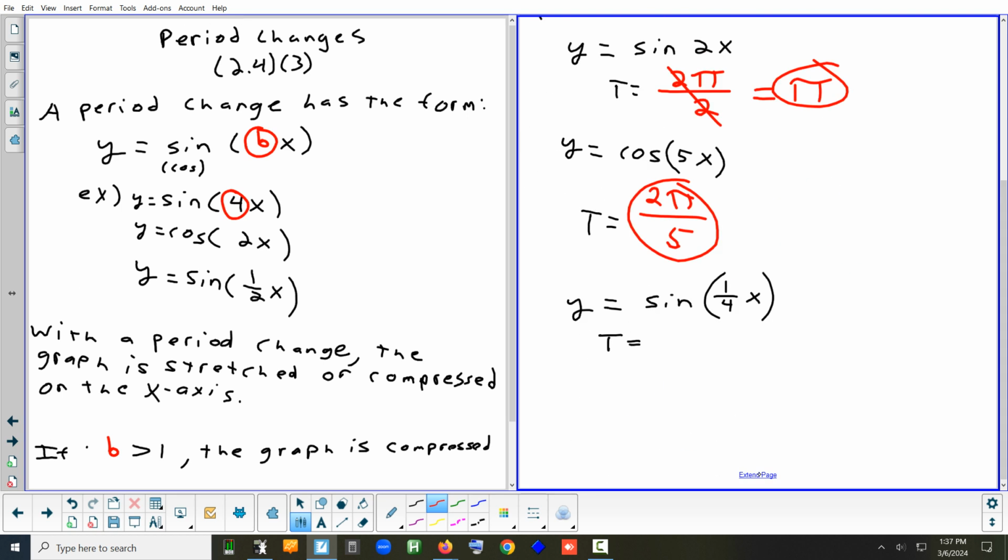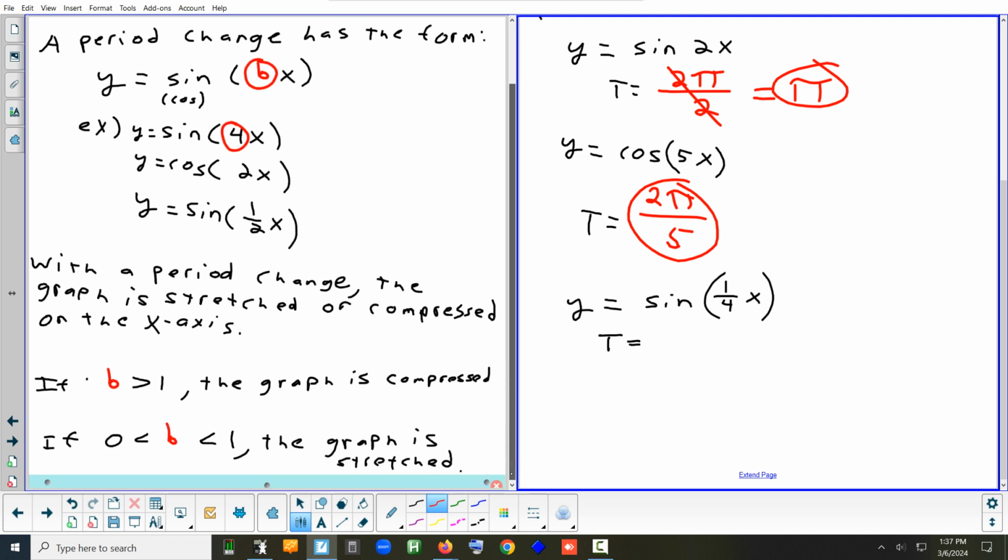Okay. And this one. Sine of 1/4 pi. Okay, what should happen here? The graph should stretch. Okay, the period should get bigger. It's going to stretch out. So you're going to have to travel a lot further to get one full cycle. Okay. What's going to be my formula to find the period? What are we going to have in the top and what in the bottom? Yep. 2 pi over 1/4.